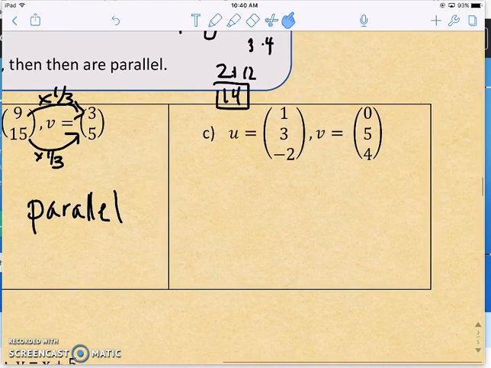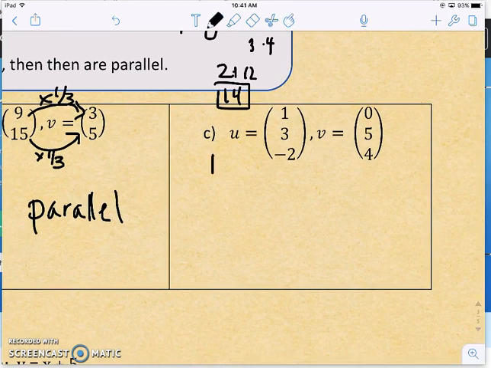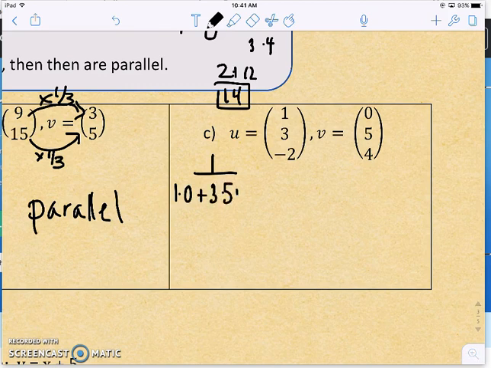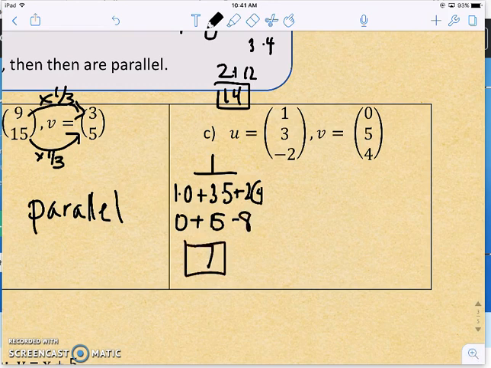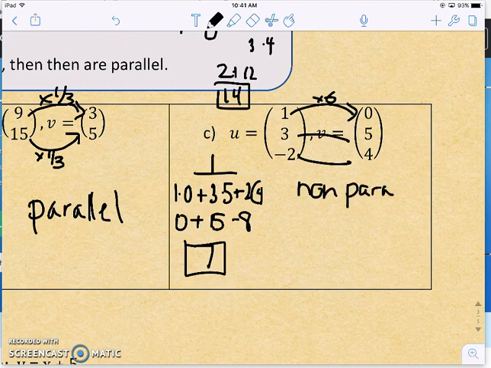And this works in 3D too. So our perpendicular test: 1 times 0, plus 3 times 5, plus negative 2 times 4. That's 0 plus 15 minus 8, so our dot product is 7, so they're not perpendicular. Well, let's see, that would be times 0. That's not the same, so they're not parallel. So these vectors are neither.